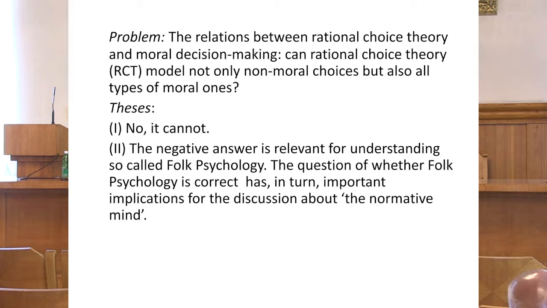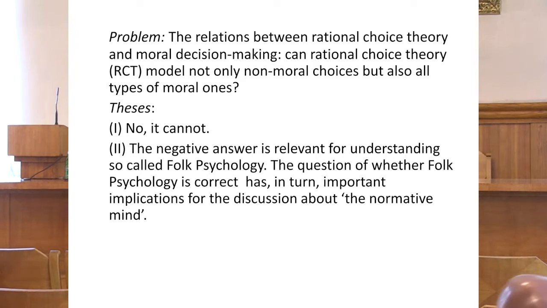I would like to reflect on whether rational choice theory can model not only non-moral choices, but also all types of moral ones. So I would like to reflect on whether the claim of many rational choice theorists, the imperialistic claim that basically it's the best and only method of modeling our decision making, is a correct one. And I would like to defend the following two theses. The first one will be that this claim cannot be supported, that it's untrue. So rational choice theory cannot be used to model all types of moral choices.